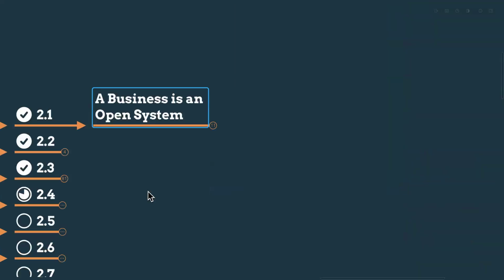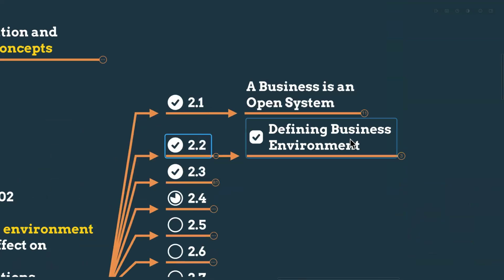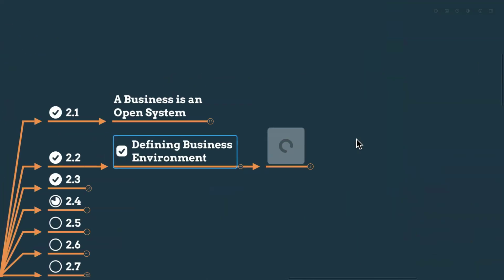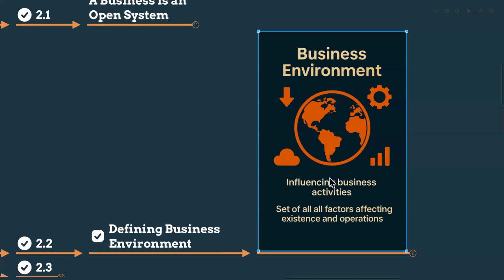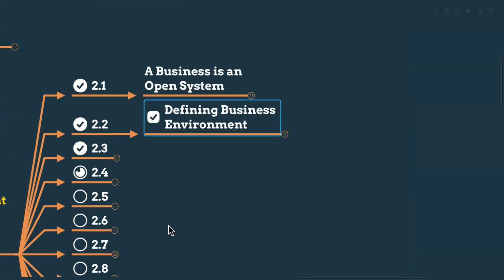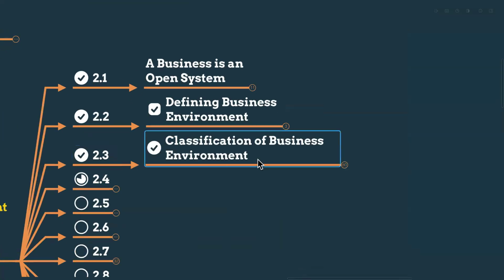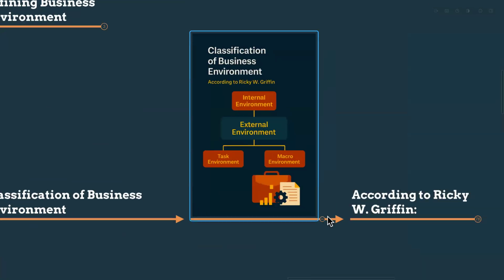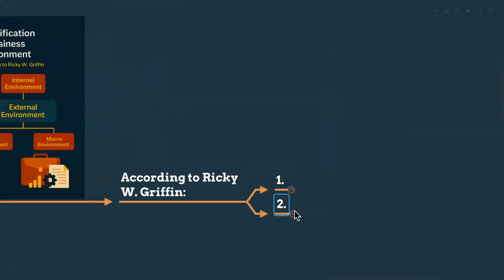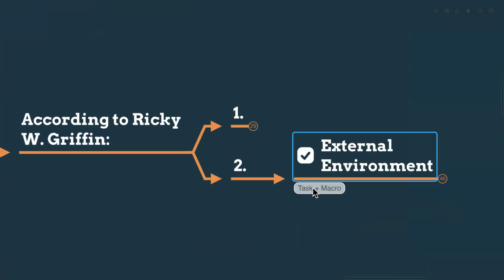So that's what we covered in 2.1, and we have defined the business environment. It's any activities or any factors that are influencing our day-to-day business activities. We can consider that as a business environment. And that business environment we have classified as internal environment as well as external environment, and especially in the external environment, task environment and macro environment.